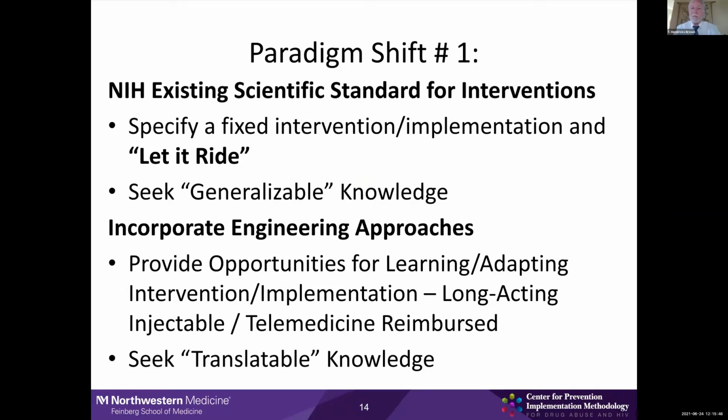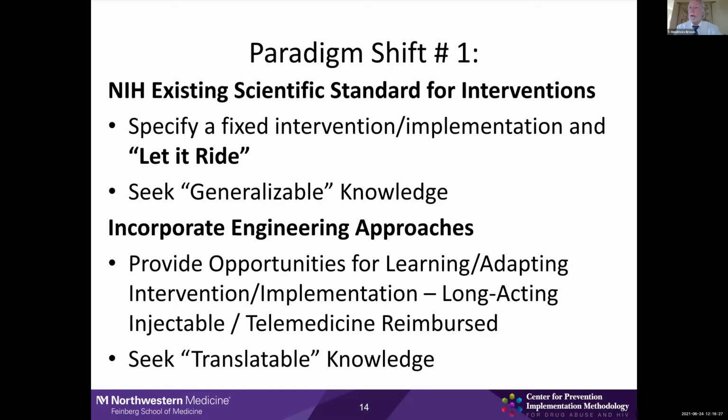I'll get to about 5 paradigm shifts over the talk today. And that is, there are existing scientific standards for interventions focused around NIH. That is, do a fixed intervention or an implementation and let it ride for that period of time to seek generalizable knowledge that could be used as broadly as possible. That's not going to be as effective all the time, particularly in implementation, as putting in a way of including engineering approaches. That gives you much more opportunities for learning and adapting an intervention.